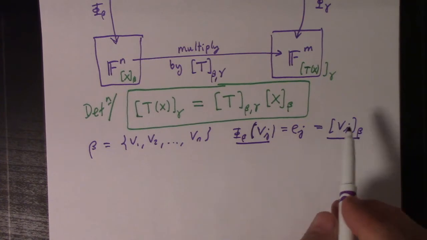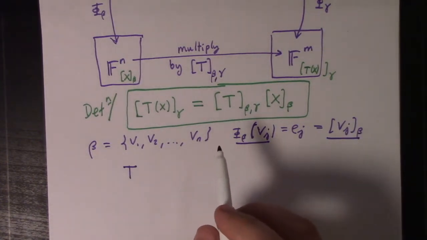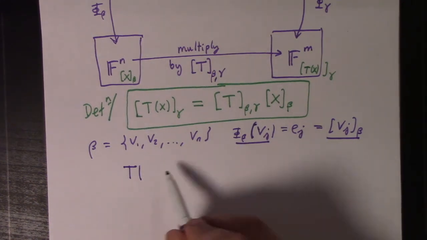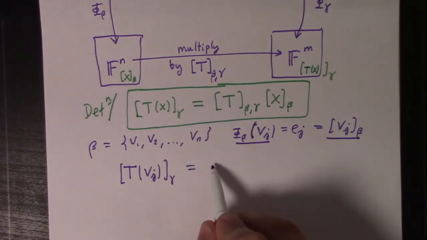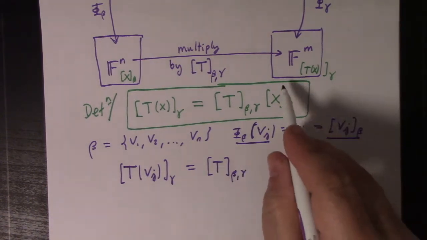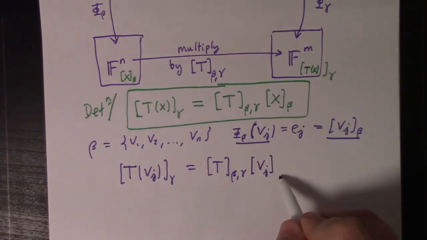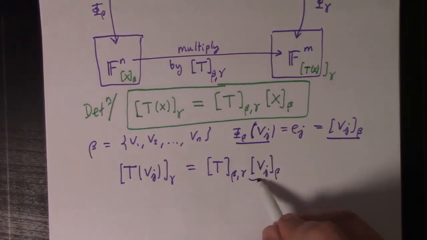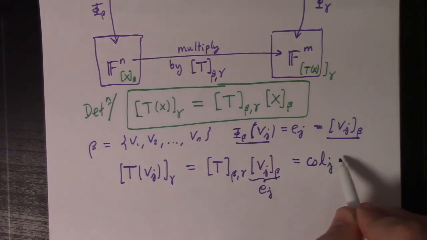But this is pretty neat because that means that if we look at T of vj, right, and we look at the gamma coordinates of that, well, that should be equal to this matrix, which we're trying to understand what it is, times the coordinate vector, but this, remember, is just ej. So if we take that matrix times ej, what do we get? We get the jth column of that matrix, right?